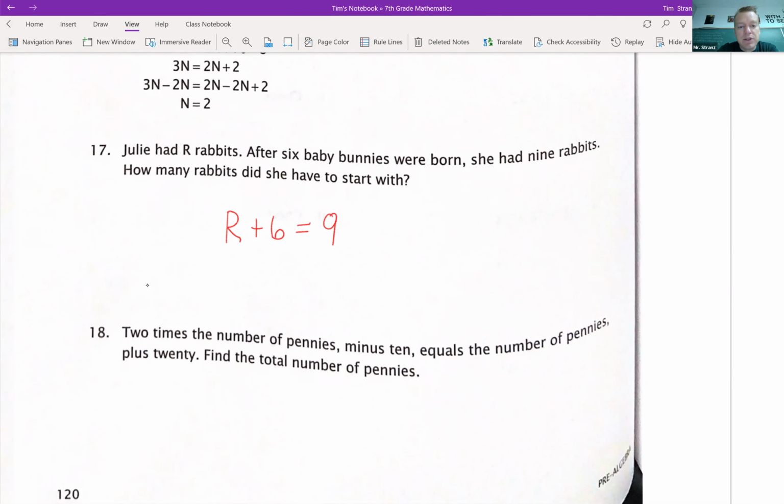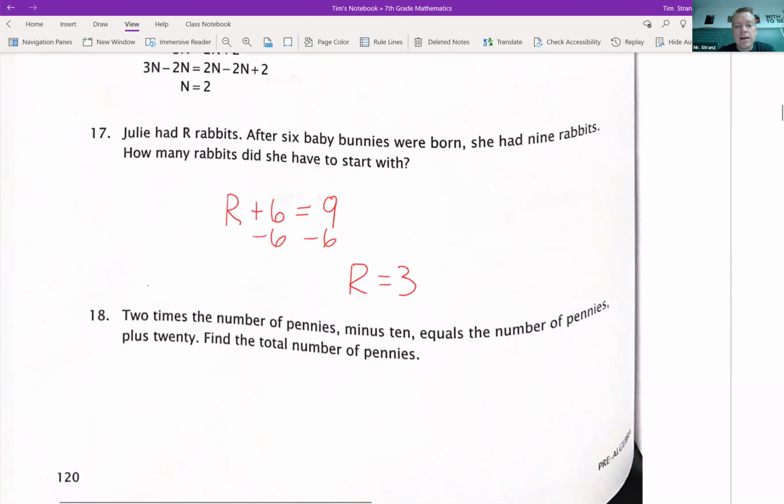To see how many rabbits, we need to do the opposite of adding 6. So we subtract 6 to both sides, and we can see that R equals 3, and that makes sense, right? After 6 bunnies, she had 9 rabbits. So 3 plus 6 does equal 9. Okay, so that is correct.